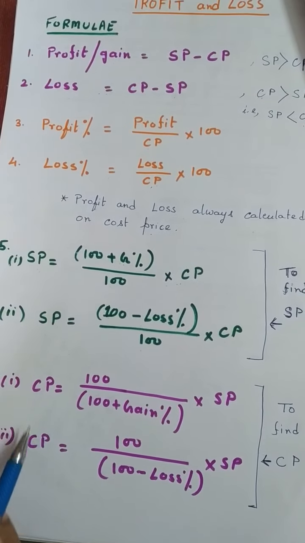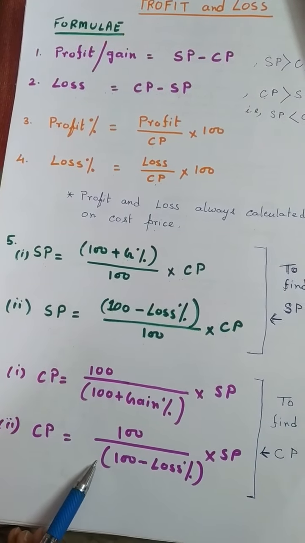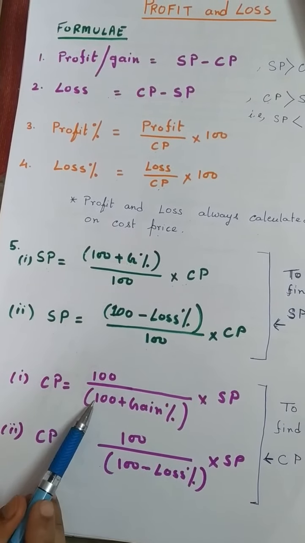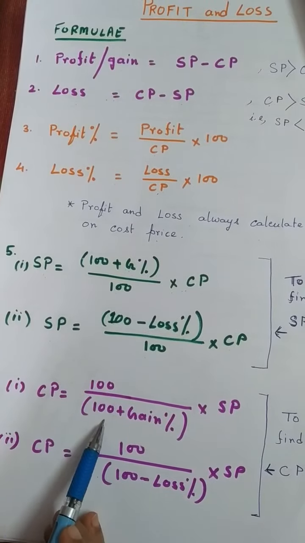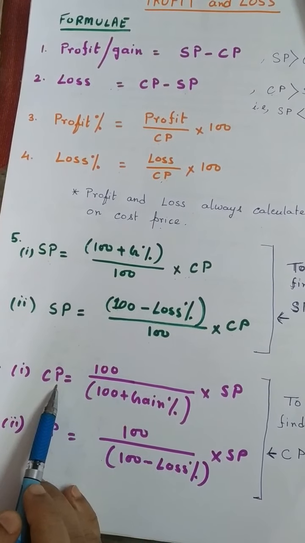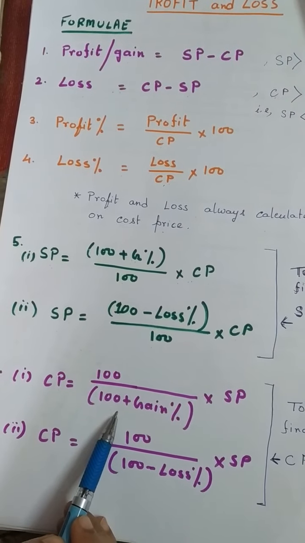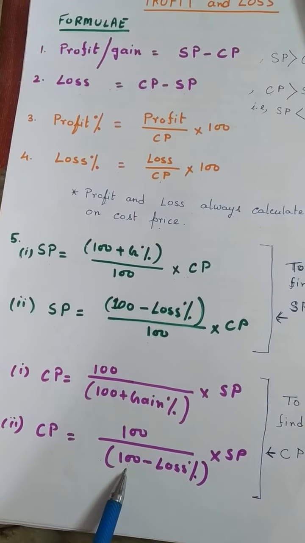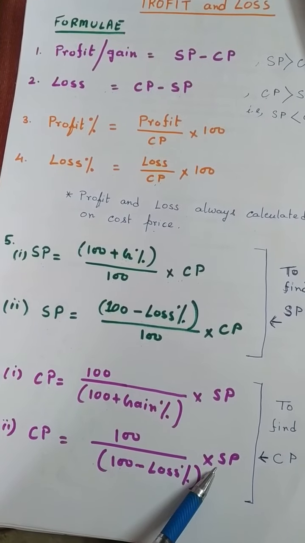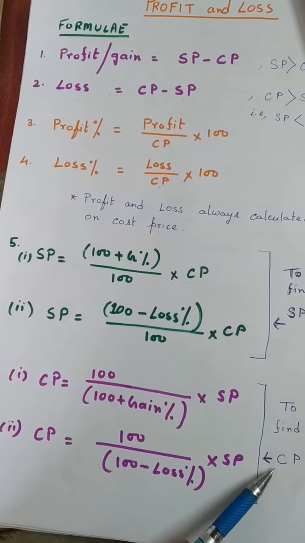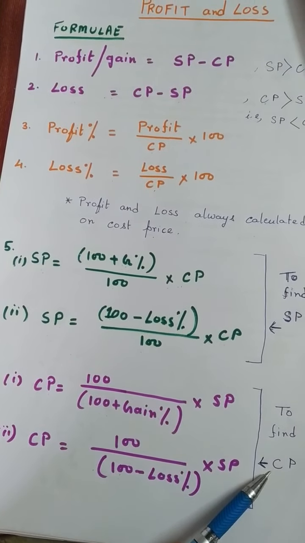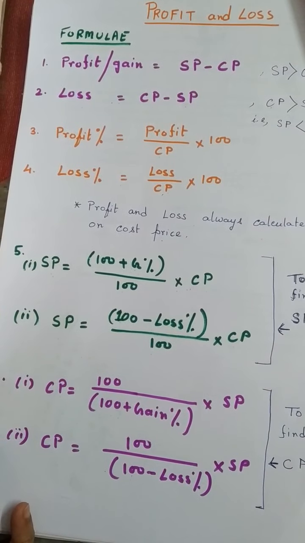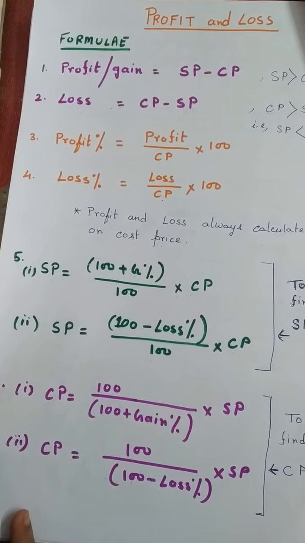Similarly, to find cost price, again there are two formulas. One is for gain percent, other is for loss percent. Here it is just the reciprocal of this. So to find the cost price, 100 upon 100 plus gain percent into SP, and for loss percent, 100 upon 100 minus loss percent into SP. So we use these two formulas to find cost price. So basically there are 6 formulas. You may feel there are 6 formulas, but actually there are 4 formulas.